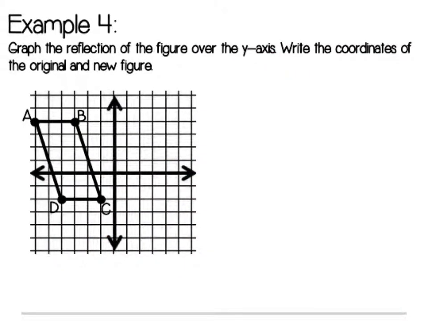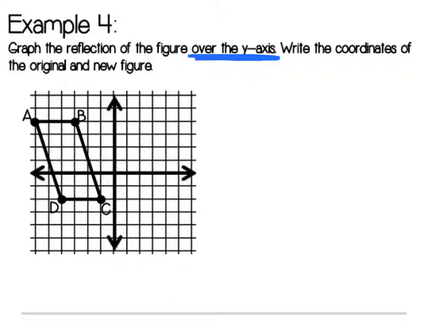All right, our last example for today, we're going to look at example 4. In example 4, we are reflecting over the y-axis. I want you to think for a minute what might happen to the ordered pairs if we reflect across the y-axis. Remember, reflecting across the x-axis changed the sign of our y-coordinates.